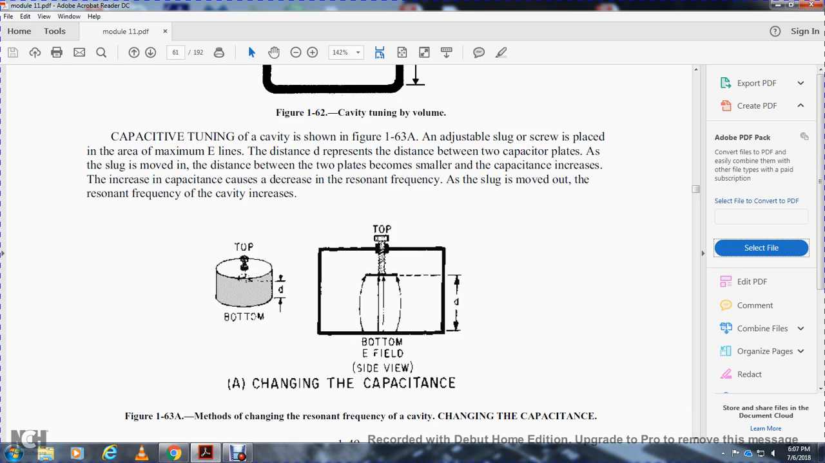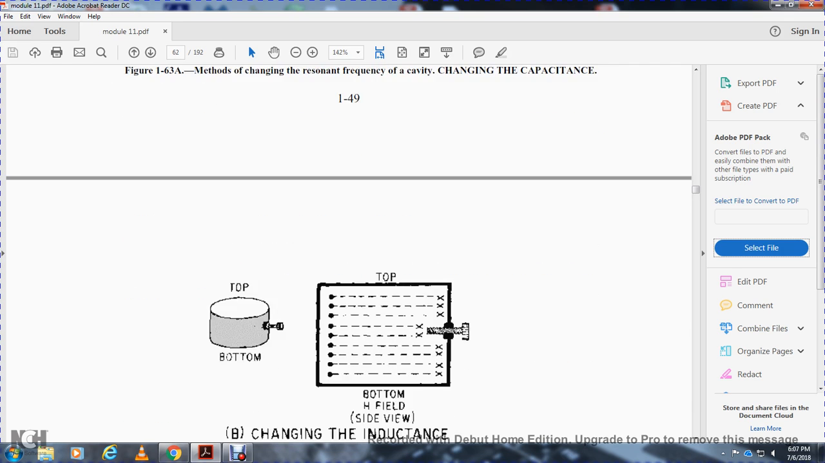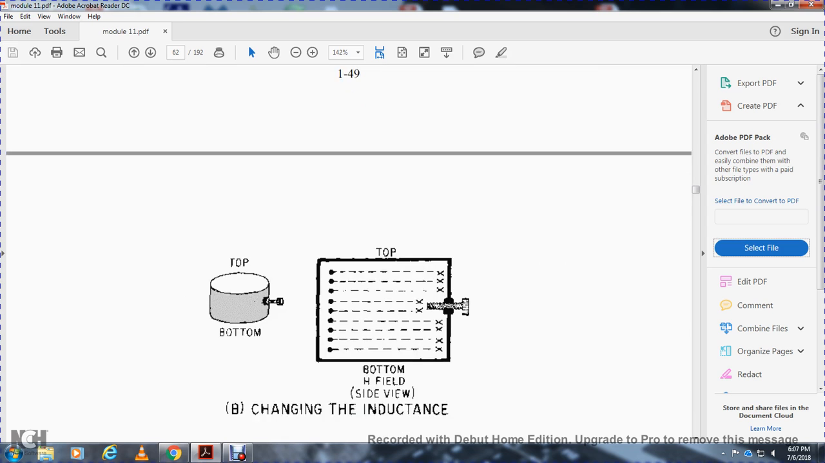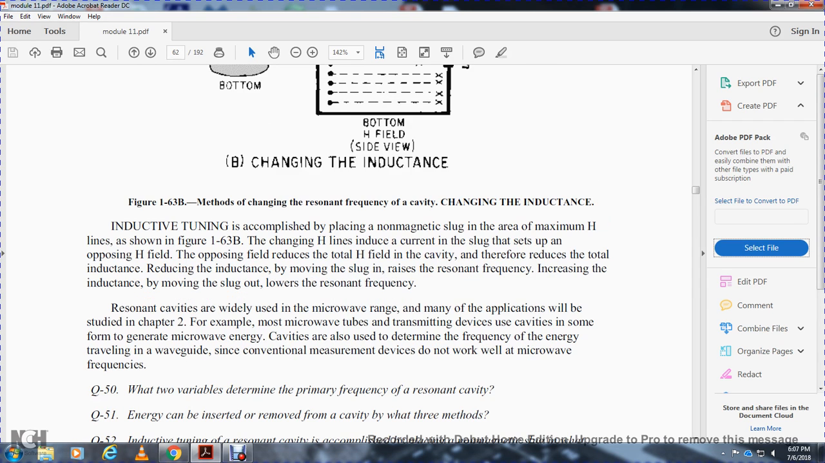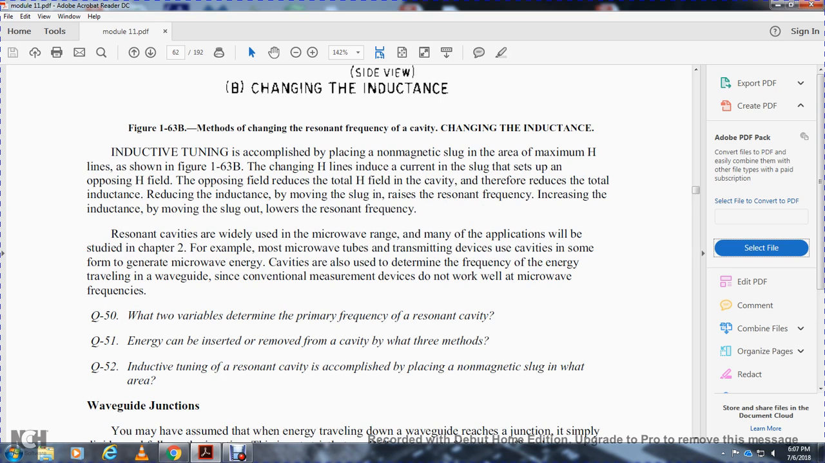A method of changing the resonant frequency of the cavity is to change the capacitance at the top or bottom, or to change the inductance at the side of the magnetic field. Inductive tuning is accomplished with a plate of non-magnetic material placed in the magnetic field, as shown in figure 163. Changing the magnetic lines reduces the current, and the slug steps up an opposing H field, which reduces the magnetic field in the cavity. Therefore, it reduces the total inductance. Reducing the inductance with the slug raises the resonant frequency; increasing the inductance by moving the slug lowers the resonant frequency.